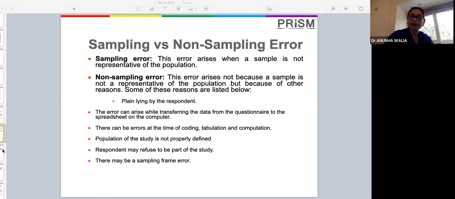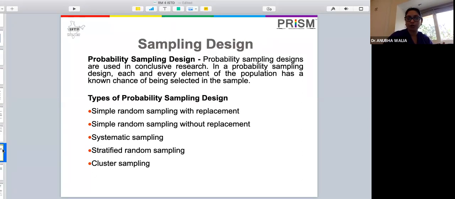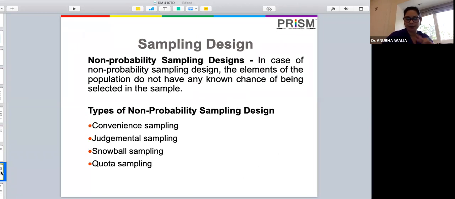So let's try and understand with these errors, whether I'm working with a 5% error or 1% error. Based on that, I use my sampling design. Now, sampling design is of 2 types. One is probability sampling design, and second is non-probability sampling design. Okay, so that's how it is.